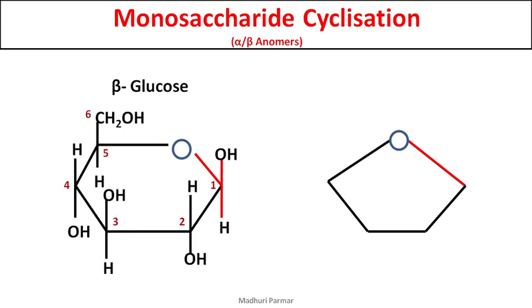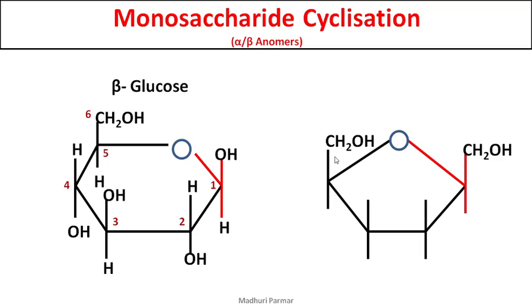Now let us draw fructose. Fructose actually has a ketone group on the second carbon. So the second carbon will attack the fifth carbon and form a hemiketal group. This is called a furanose ring, a 5-membered ring. Here you have CH2OH and CH2OH. This will be the first carbon here and the sixth carbon here.